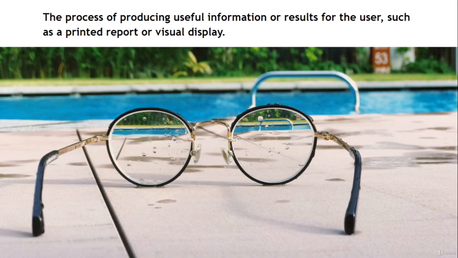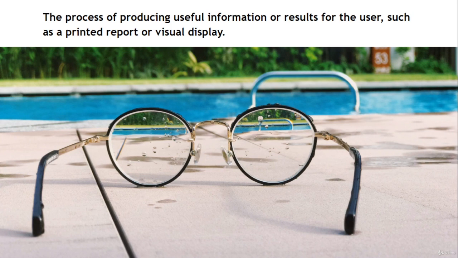The next one, let me not tell you the name yet. It is the process of producing useful information or results for the user, such as a printed report or visual display. Now, what is it? Good guess. It is output. Whenever you see something that you understand in your own language, that's called output. Computer language is not like English, it is 1 and 0, and we don't understand 1 and 0. So the computer gives us output and produces the information that we, the users, understand.